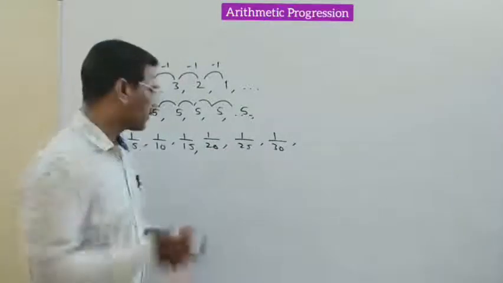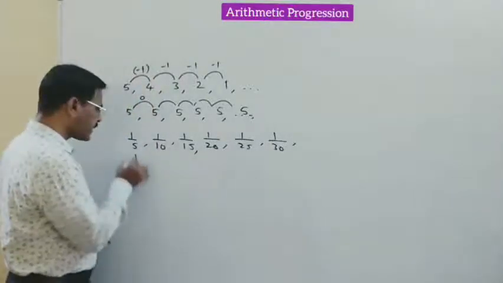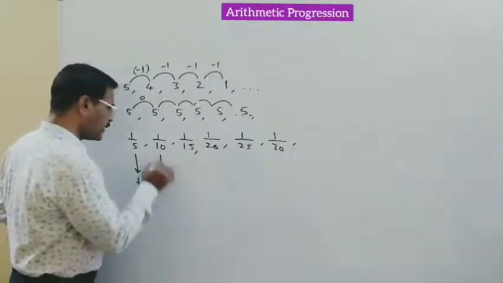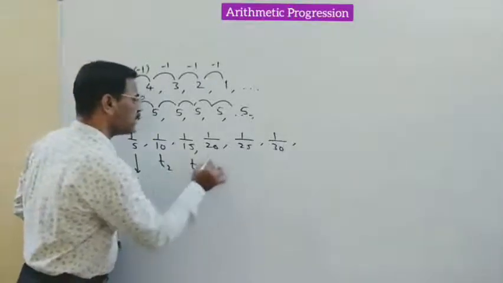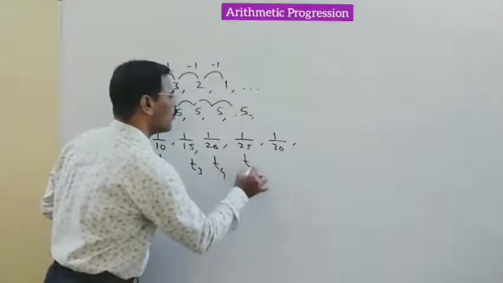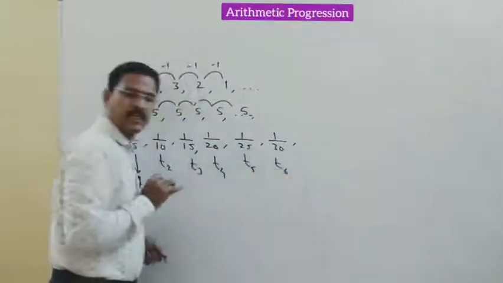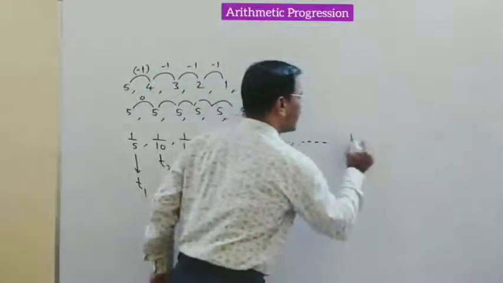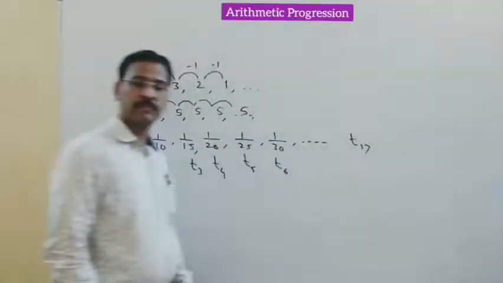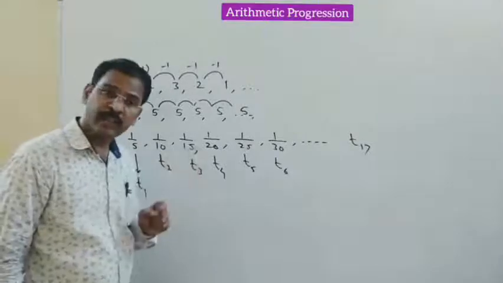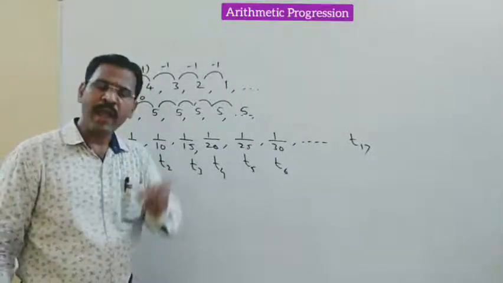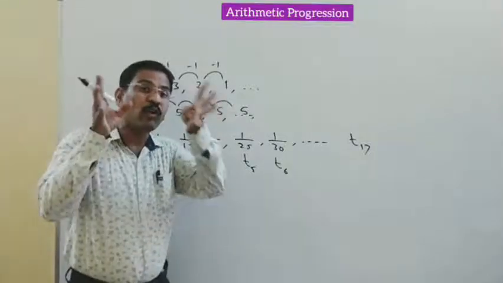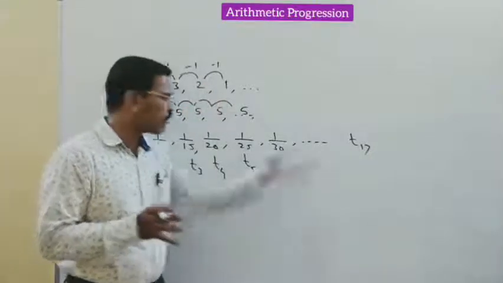Okay, now when it is a sequence, we can say this is term number 1, the first term. This is the second term, third term, fourth term, fifth term, sixth term, like this. And when we can predict, suppose we need the 17th term, can you find it? Yes. Why? Because we can predict the next term. Because there is some relation, and that we observe here.